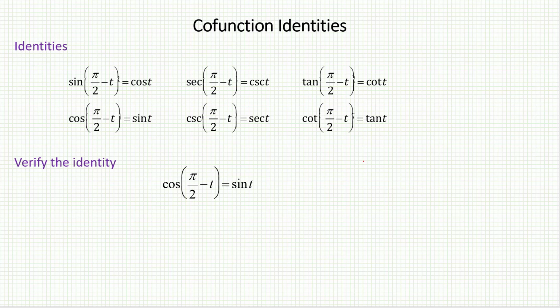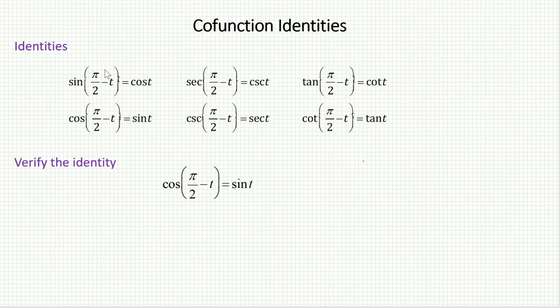Cofunction identities. We've seen these identities before. These are the ones that link up sine and cosine, secant and cosecant, tangent and cotangent. The co is short for complementary. This is a relationship linking up those functions for complementary angles. Complementary angles are angles that add up to 90 degrees, or pi over 2 in radians.